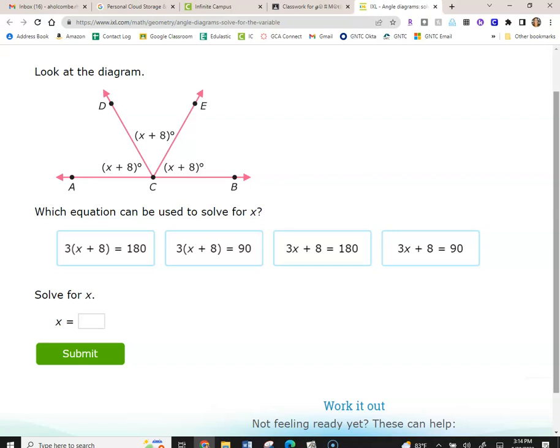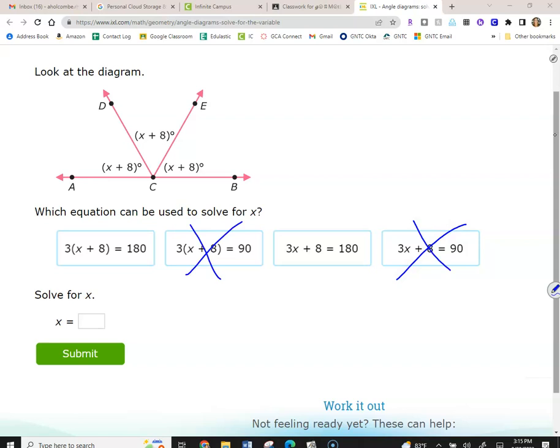No, 3x level up. You can do it. Level up. 3x plus... 27, 24. What do you notice? What do you notice? So you could immediately eliminate the ones that add to 90, right? Because you've got a straight angle there.